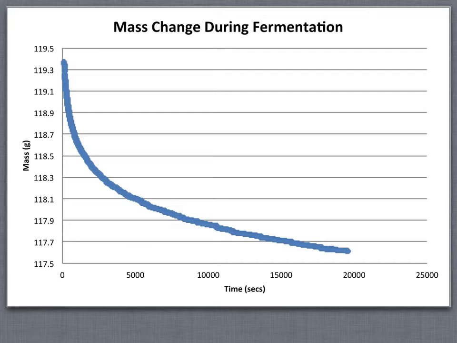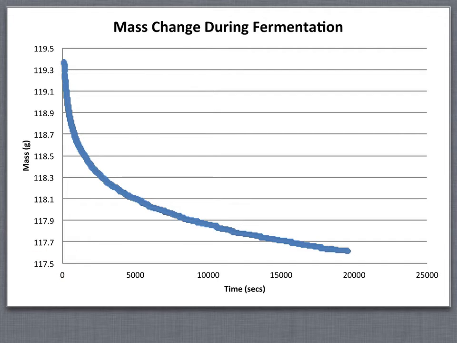Okay, this is a graph showing the actual mass change during fermentation. We've got the time in seconds, so this one was data logged, so it's done over a long period of time. This is seconds, so 20,000 seconds, that's a long time. This is the mass.